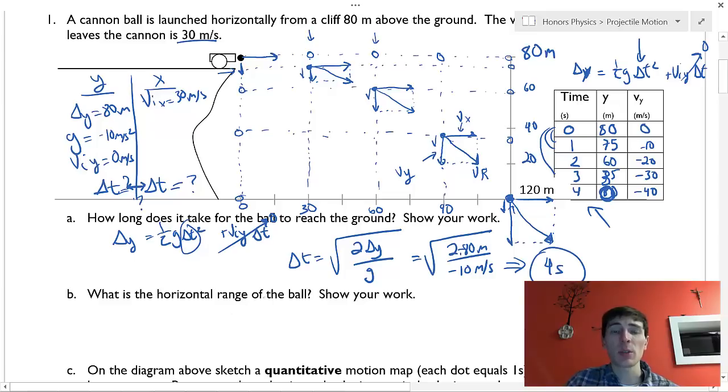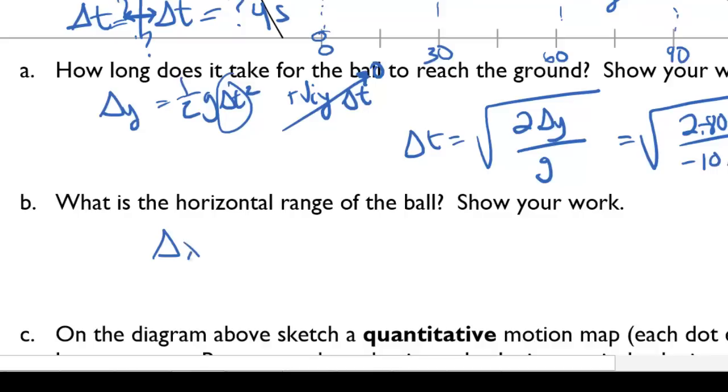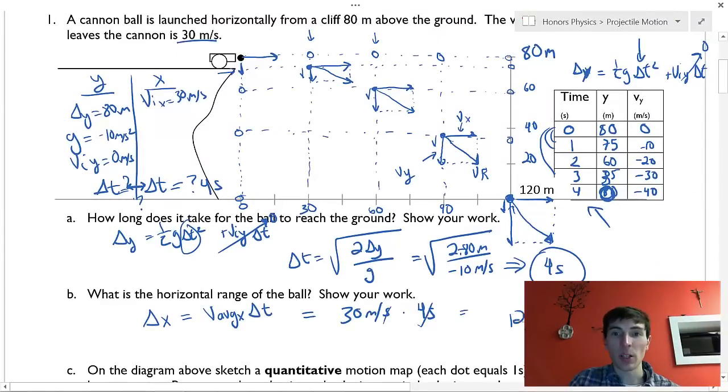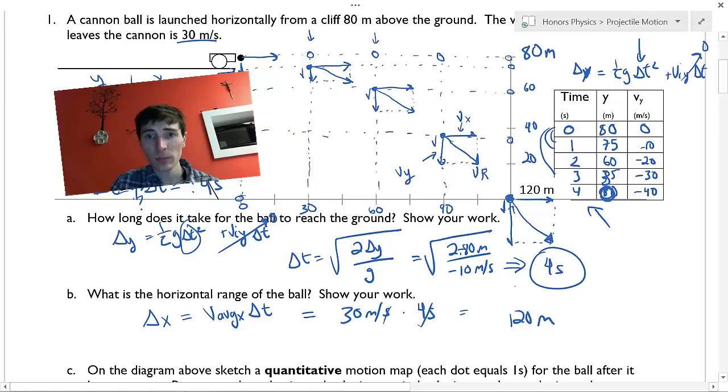The last part says, what is the horizontal range of the ball? Show your work. Because the ball is in the air for 4 seconds in both cases, I can use my horizontal motion. So if I go back to constant velocity, our change in position is equal to the average velocity times my change in time. So I'm going to use this equation that's listed at the top, and we're going to plug in our average velocity of 30 meters per second times our delta t of 4 seconds, seconds cancel, and we're left with 120 meters. That's how far we made it, because the delta t was the same.